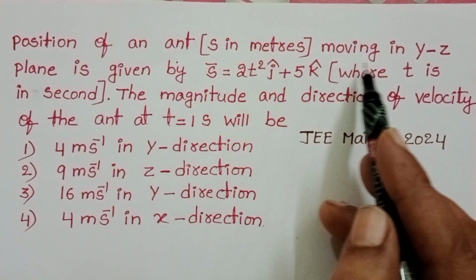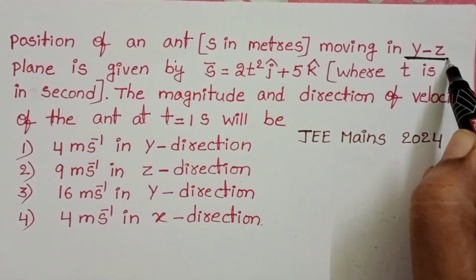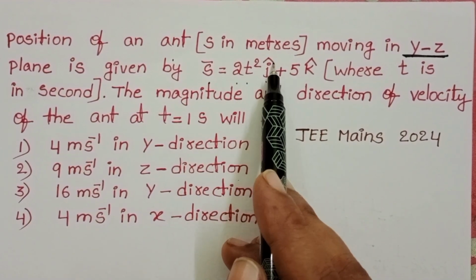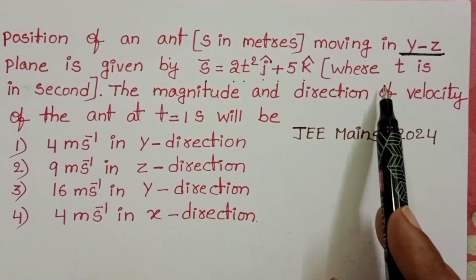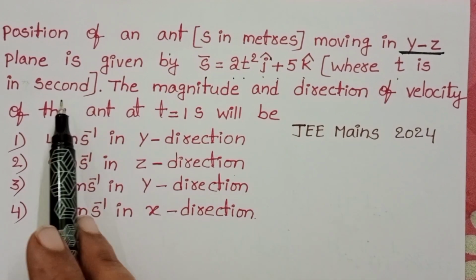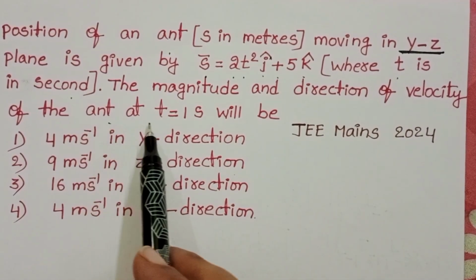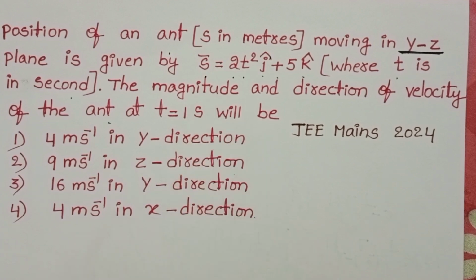The position of an ant moving in the yz plane is given by s bar equals 2t² j cap plus 5k cap, where t is time in seconds. The magnitude and the direction of the velocity of the ant at t equals 1 second will be?